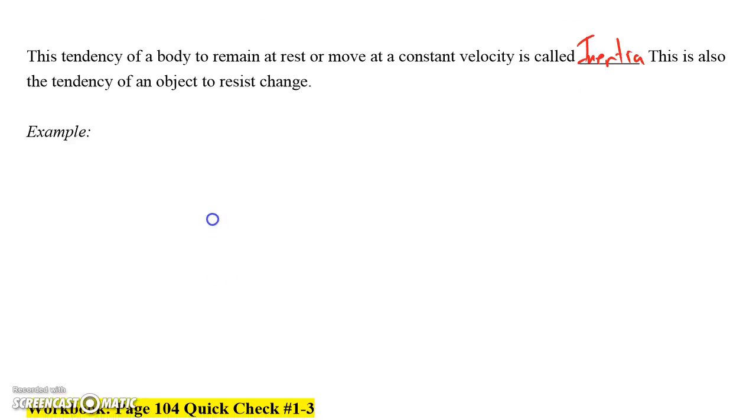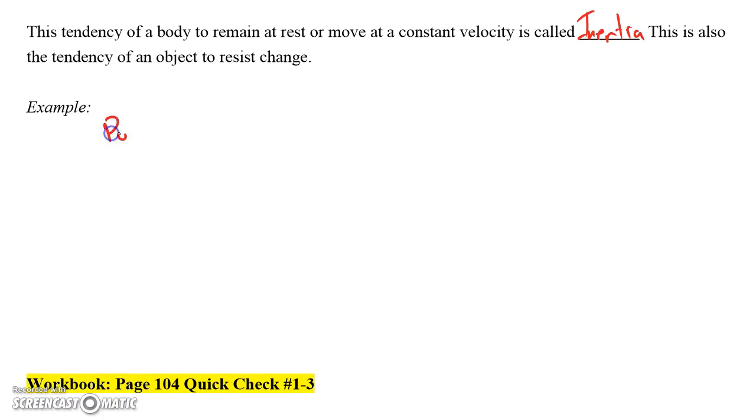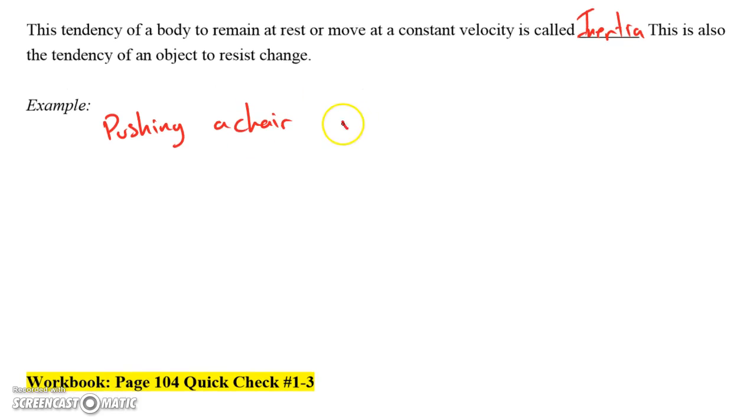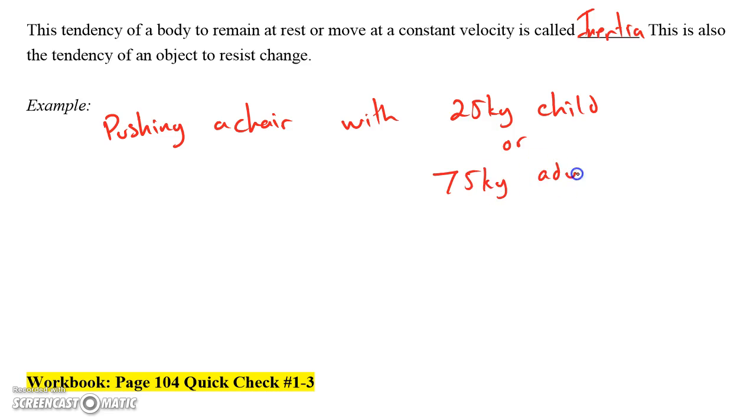So, a couple examples. We can think about pushing a chair with a 25 kilo child or a 75 kilo adult. Which one's easier? The 25 kilogram child. So it's easier to push that because it resists change less. We'll start to see how inertia and mass come into effect when we talk about mass and weight.